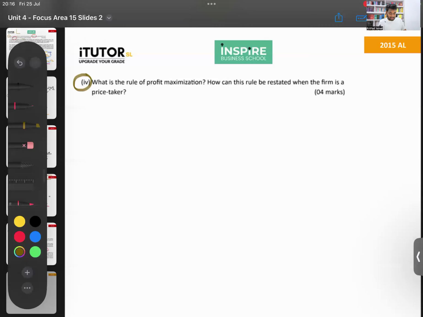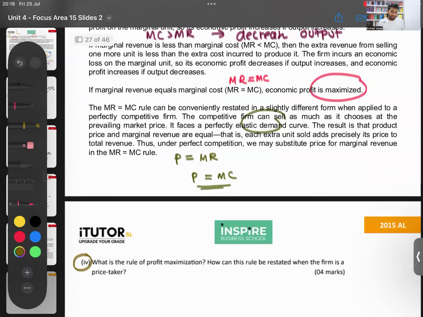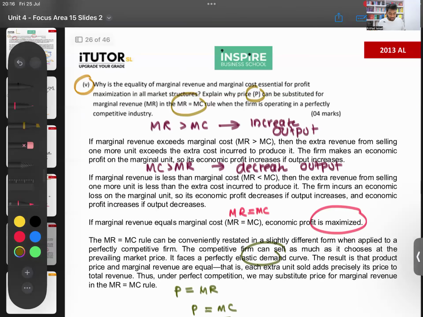Okay. All right. 2015, question number 4. What is the profit maximization rule? How can it be restated when the firm is a price taker? Same answer as this. What is the profit maximization rule? Profit maximization rule is MR equals MC. Then you have to explain why. If MR is greater than MC, it means you're getting a profit. So you want to maximize your profit.